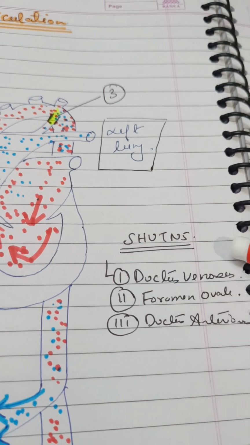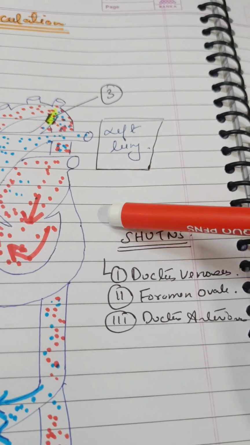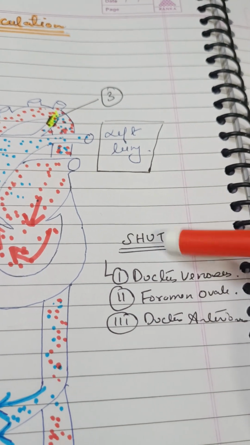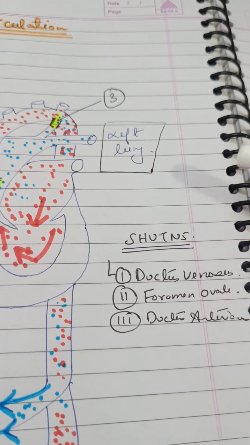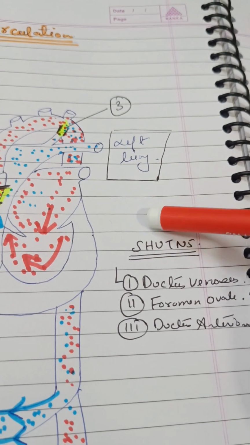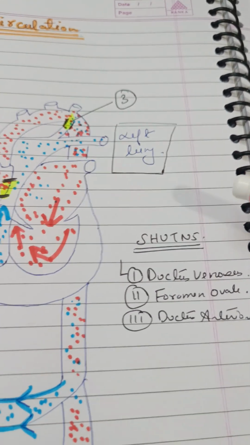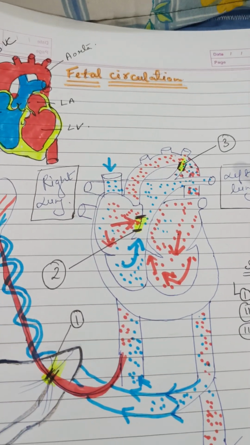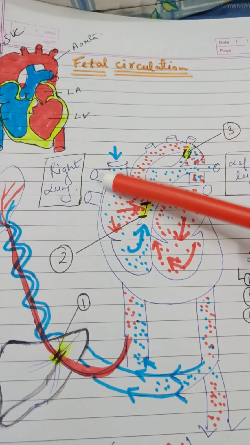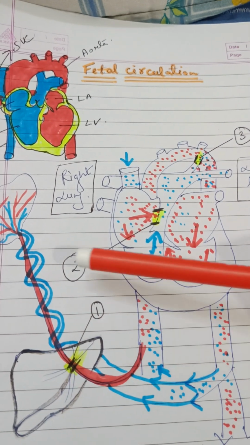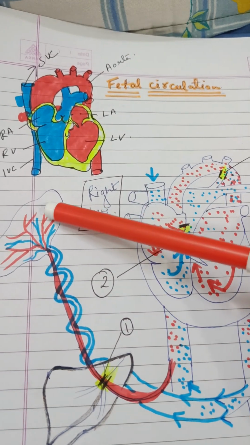Shunts are basically bypass channels. This will prevent the blood flow to the lungs, and the majority of the blood will flow through these shunts. The blood will bypass through these shunts. So let's see where these shunts are located in fetal circulation. This is the fetal heart, this is the liver of the fetus, this is the umbilical cord, and this is the placenta.